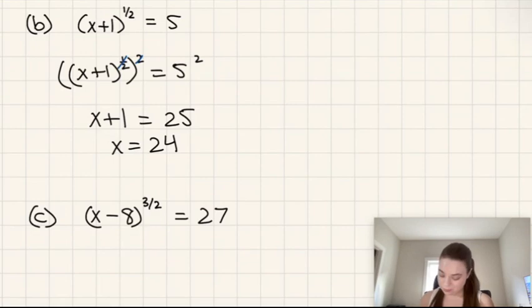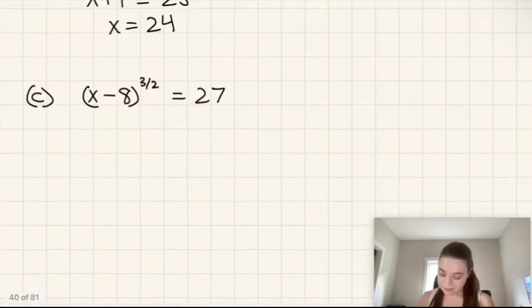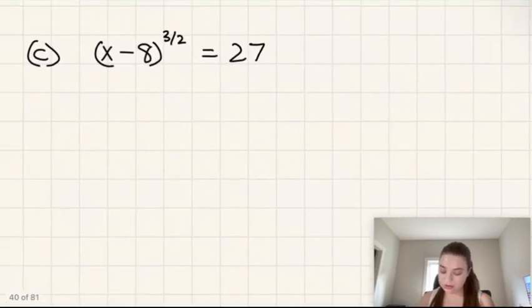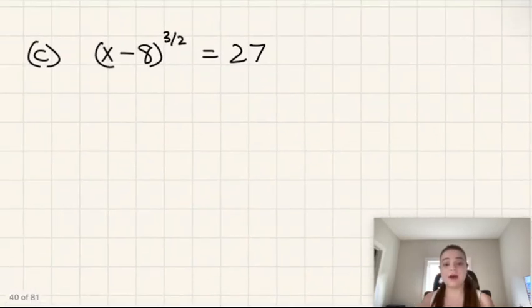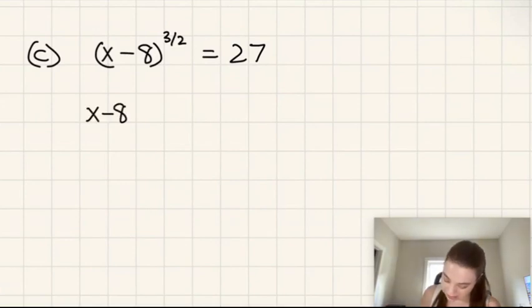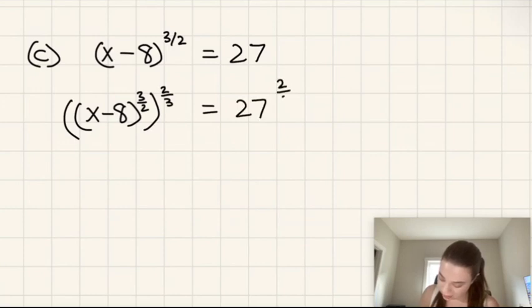Okay, let's do one more. For this one, our power is 3 over 2. So we want to take both sides to the power of the reciprocal, which is 2/3. So (x minus 8) to the power of 3 over 2, to the power of 2/3, is equal to 27 to the power of 2/3. In our next step, these two cancel out. So we get x minus 8.